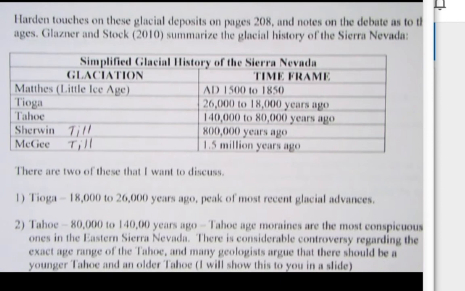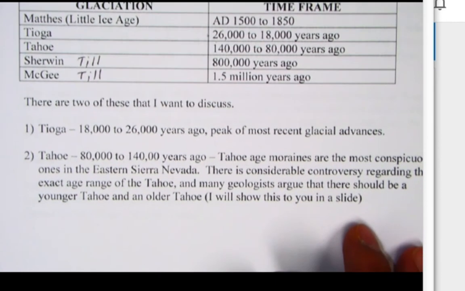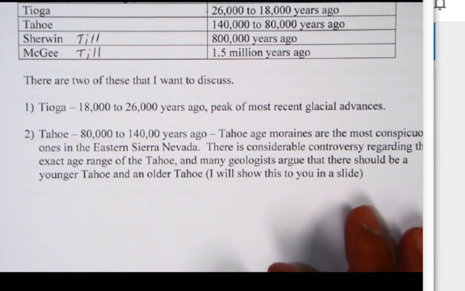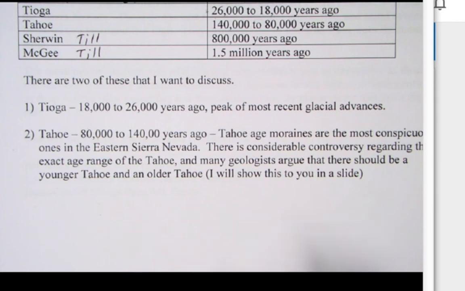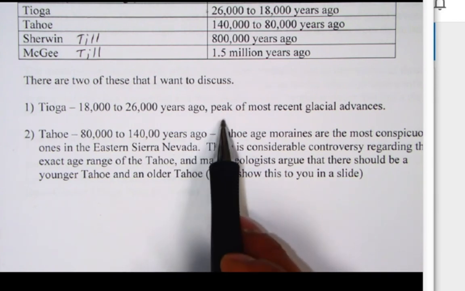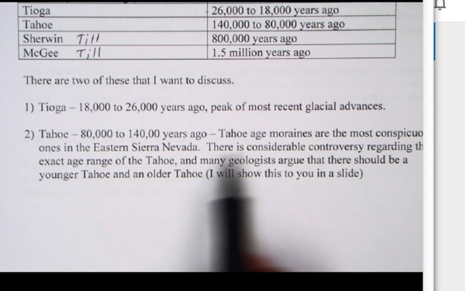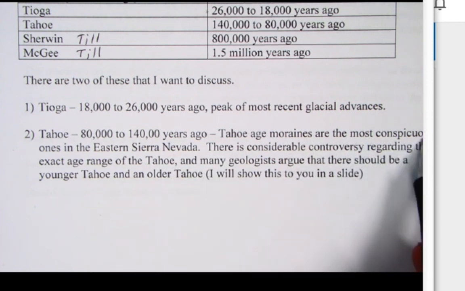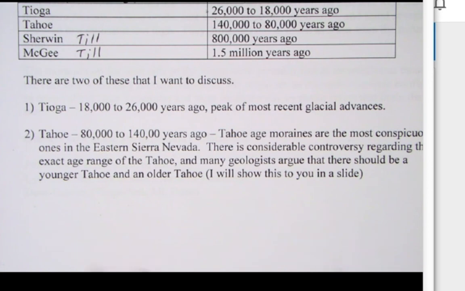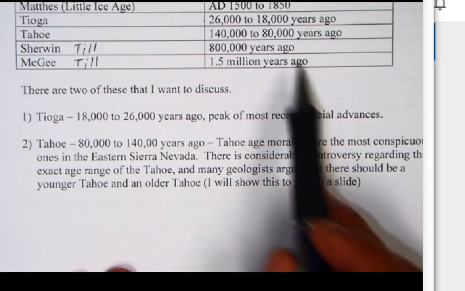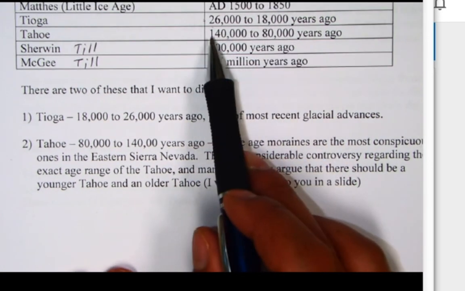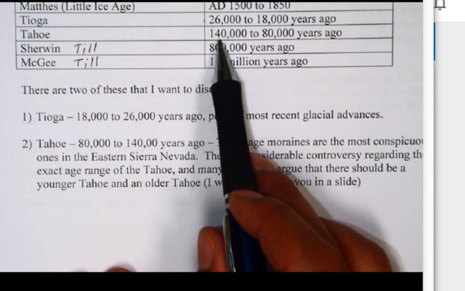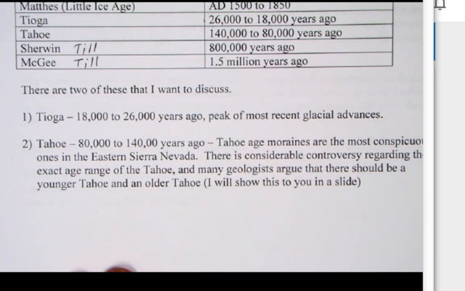Now, the two that I want to focus on are, again, the Tioga and the Tahoe glaciations. So remember, Tioga, the most recent glacial advances. Tahoe, these are the most conspicuous because they form really large moraines. It was an extensive glaciation, quite a bit of erosion, probably because it involved a longer period of time, and so there was more plucking, abrasion, bringing down boulders from the Sierra Nevada.